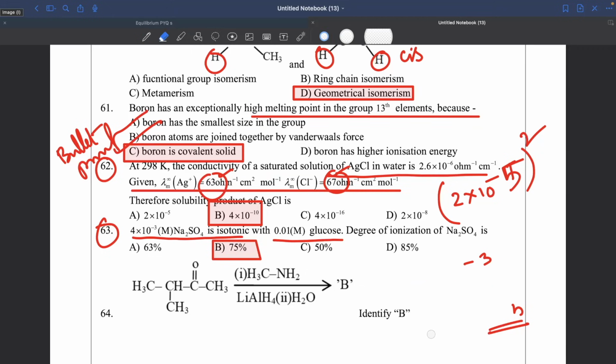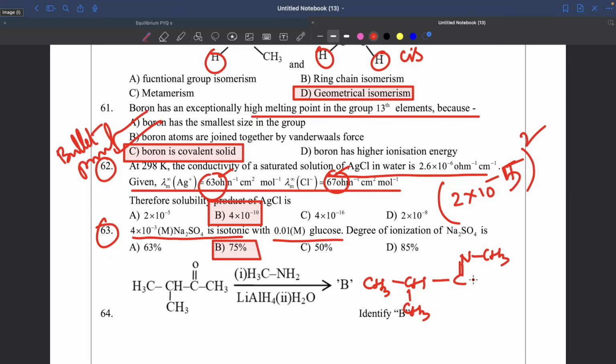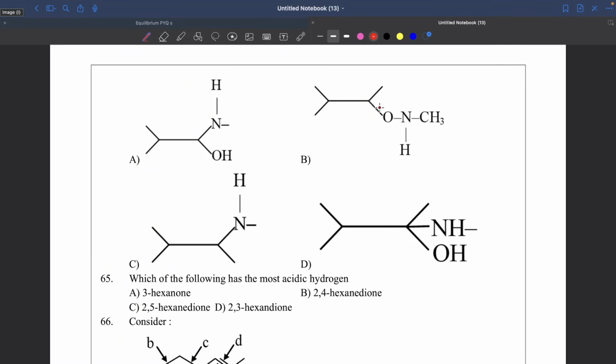So next question is 64. A ketone is given which is reacting with methylamine followed by reduction. So the B should be, in the beginning what do we get here? CH3. So here we will get a Schiff's base. So this is going to be N and CH3 followed by CH3. When it is reduced, of course here also hydrogen will attach, here also hydrogen will attach, and here also hydrogen. So a 2 degree amine will be forming, right. So we will move to the next page to identify. So 2 degree amine is found here, option C.